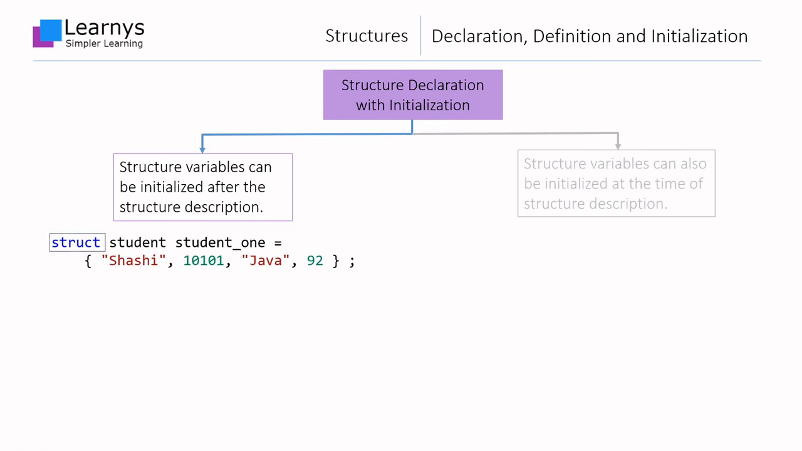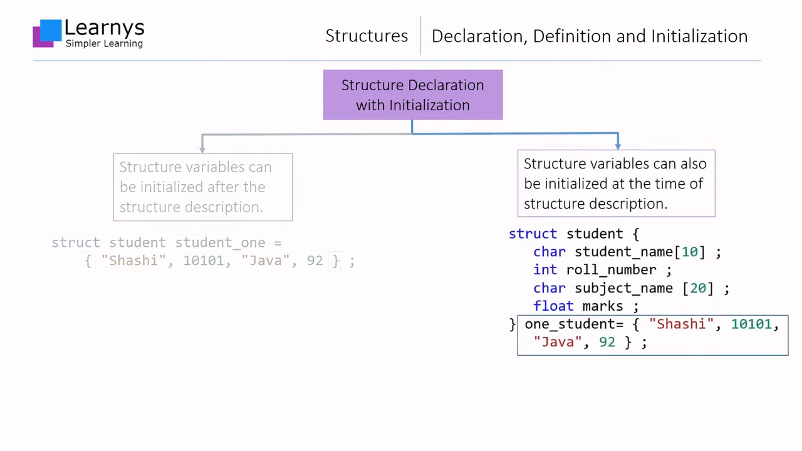We need to notice the preceding struct keyword. We should also notice that the initializer elements need to be written within curly parentheses. Structure variables can also be created and initialized just after you have finished describing them, by using identifiers before the end of the structure as shown in the code. You need to follow some rules while writing your own initializer statements.